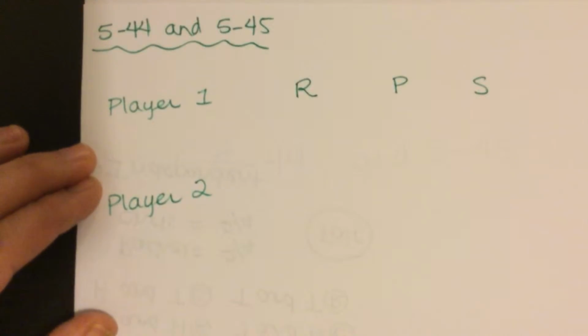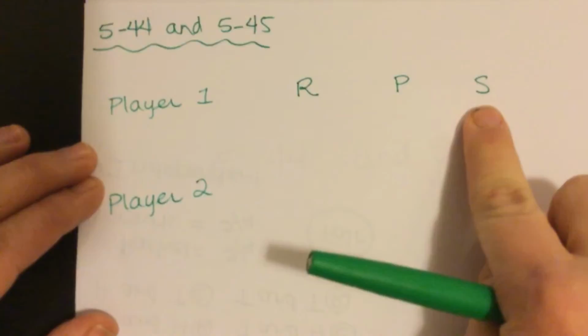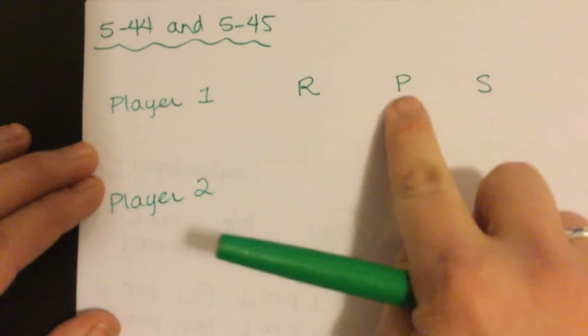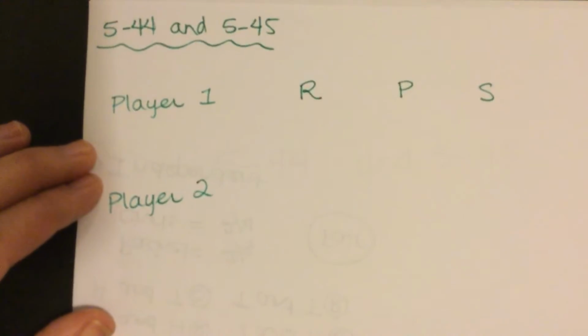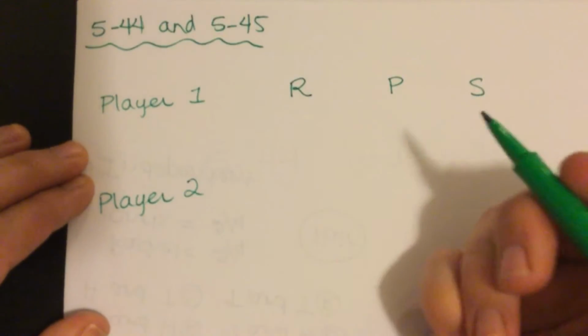And it doesn't matter if player one chooses rock, paper, or scissors because none of these choices are being used up. Player two could also choose rock, paper, or scissors. Because the choices are not being used up, this makes the events independent, as they do not affect each other.